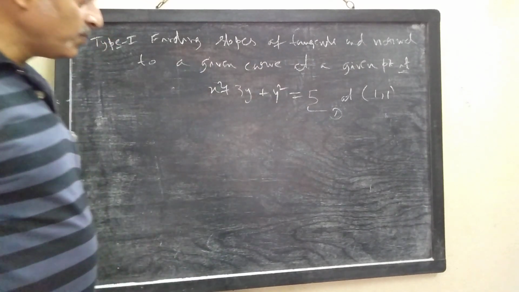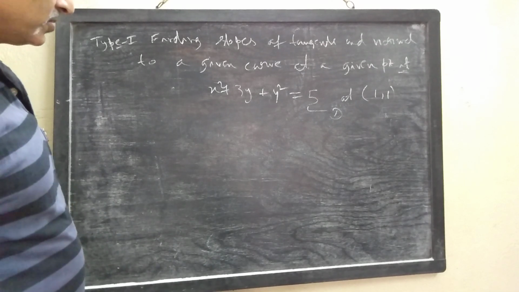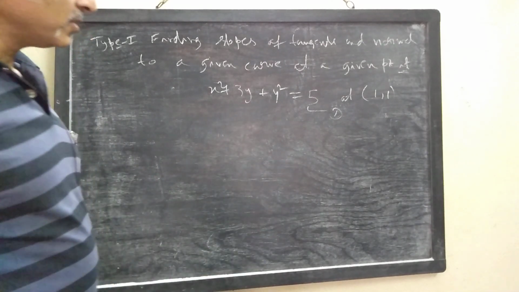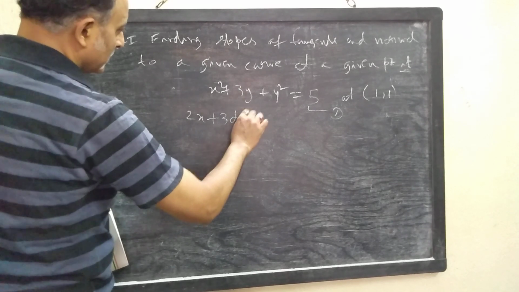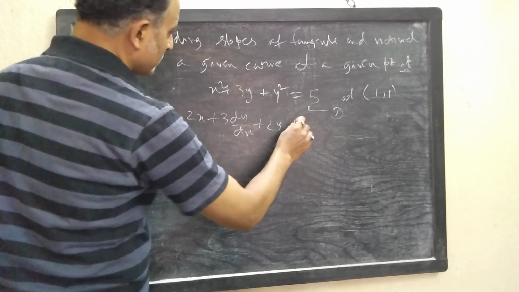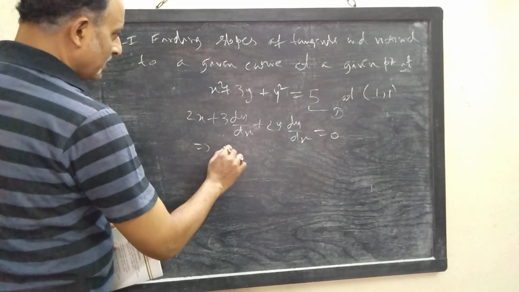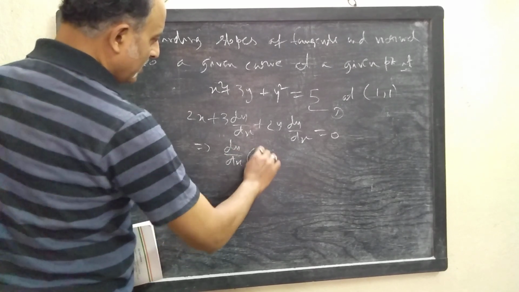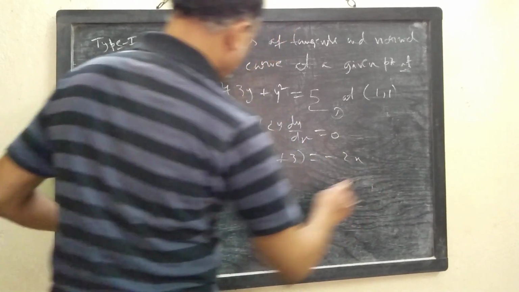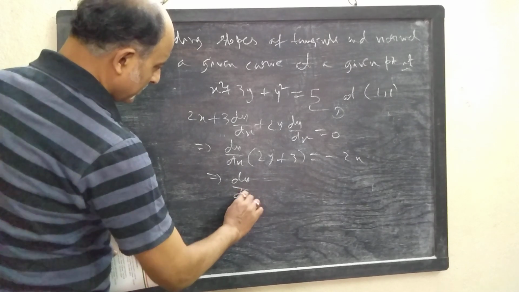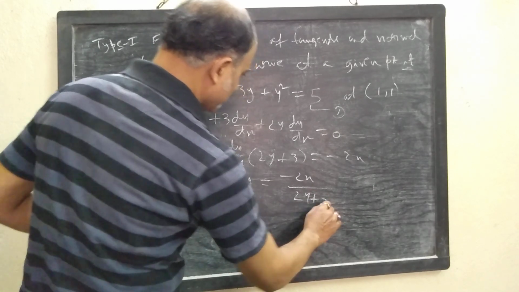Now look, this is an implicit function, not explicit, because here no variable is explicitly expressed in terms of the other. So this is an implicit form, so we have to write, differentiating both sides of 1 with respect to x. Then we get 2x plus 3 dy/dx plus 2y dy/dx equals 0. That implies dy/dx common, then (2y plus 3) is equal to minus 2x. That implies dy/dx is equal to minus 2x by (2y plus 3).